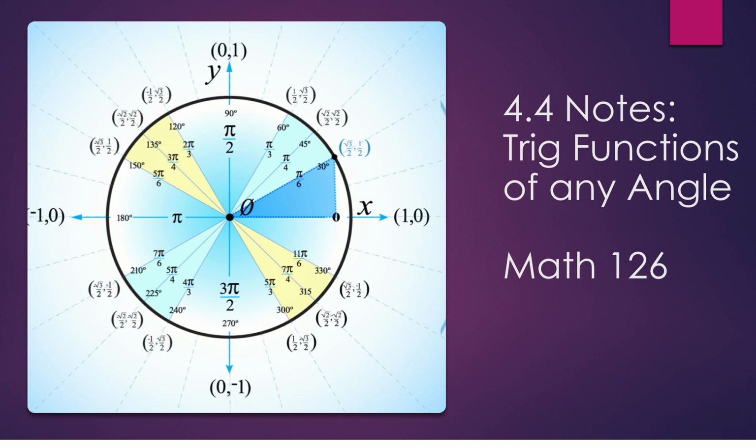Welcome to the 4.4 notes for Math 126. We're going to look at trig functions for angles that maybe are not explicitly written on our unit circle. I did want to show you this unit circle though, just because I kind of like the way that the angles are written along the terminal side, which I think makes things nice and clean. So I thought that might be worth a moment of your time to look at.